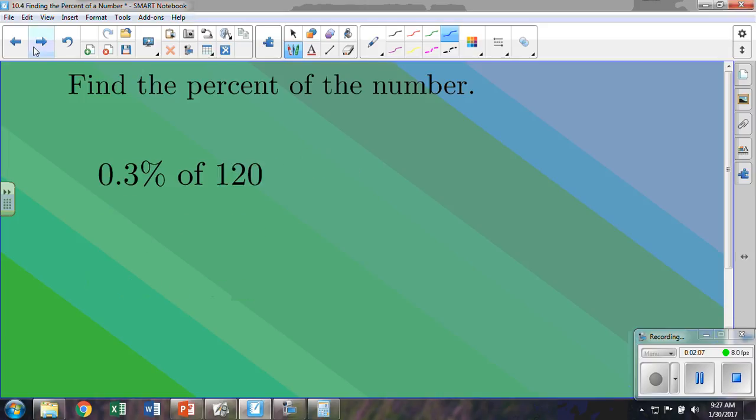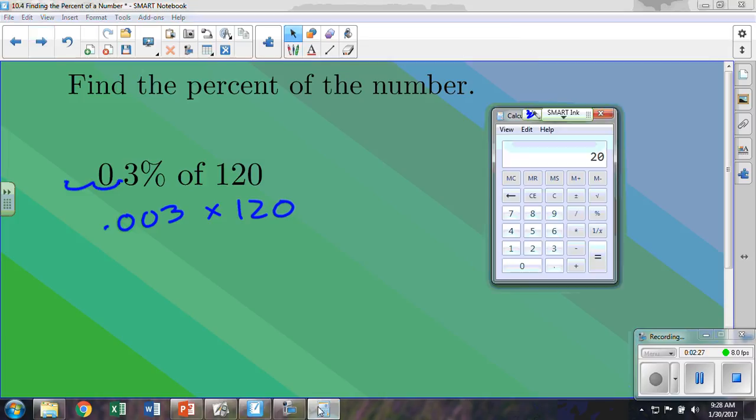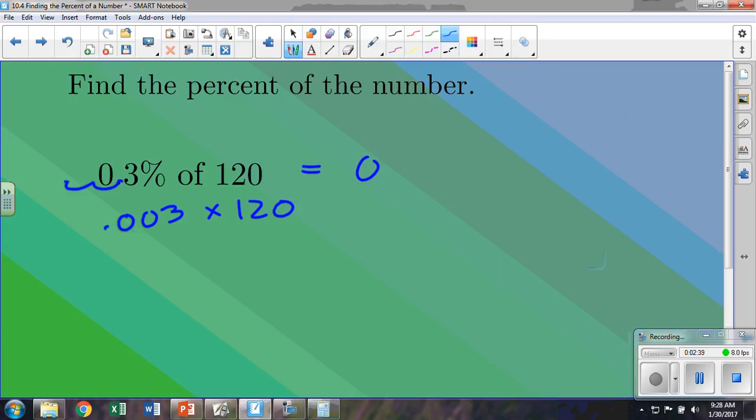And I'll let you guys pick. Are we doing the fraction or the decimal method? Okay, if we're using decimals, we know that 0.3%, you have to move the decimal over 2 spots. So it's 0.003 of, of is multiply, 120. So that's it. 0.003 times 120. Thus, 0.3% of 120 is 0.36. That is 36 hundredths.